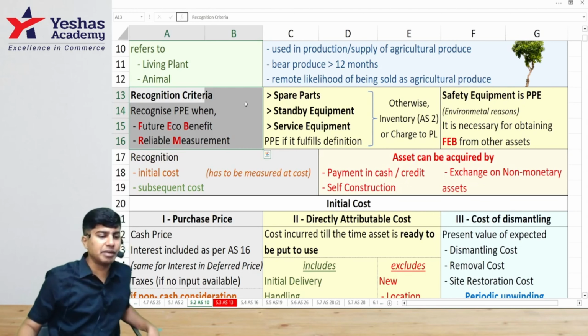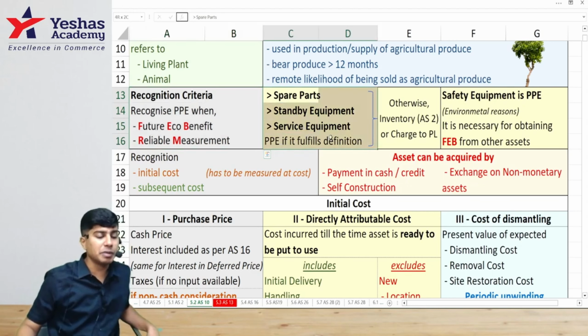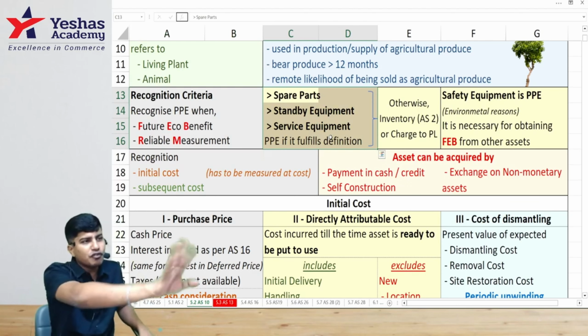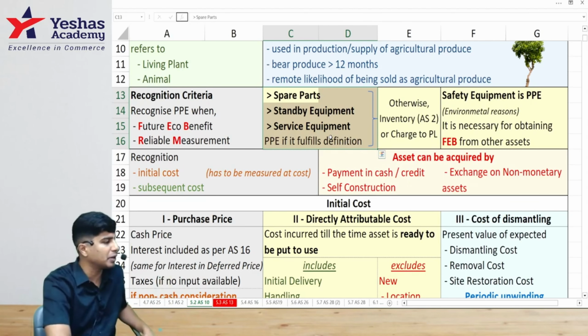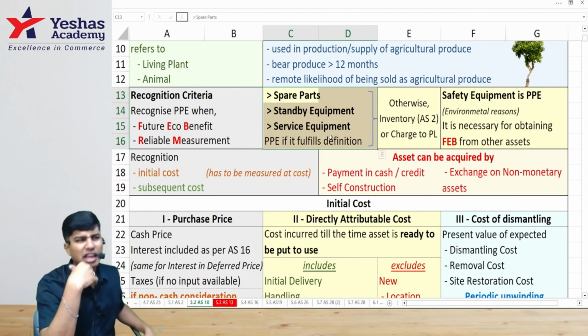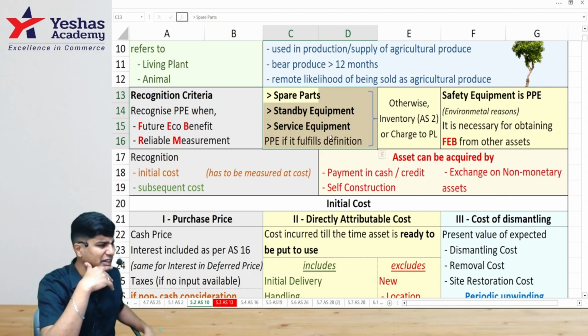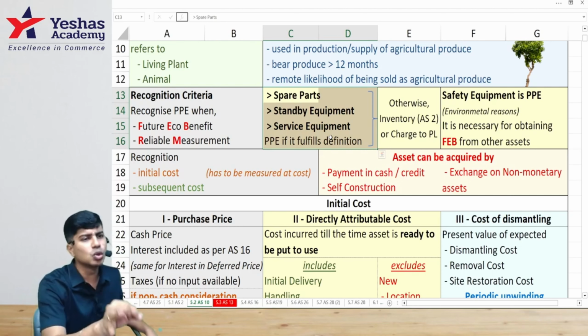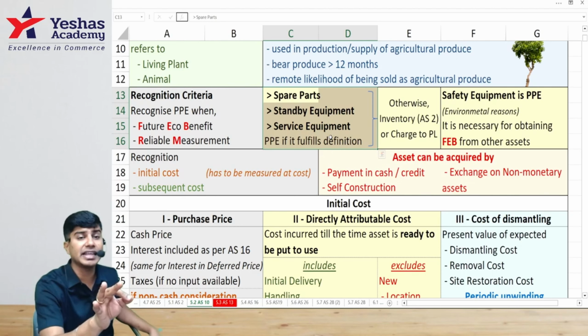There are certain equipment like standby equipment, service equipment, and spare parts. These usually do not fulfill the definition of PPE, so they are not PPE. For them to be taken as PPE, they have to separately fulfill the definition of PPE individually. Are you getting it? Safety equipment, environment protection equipment, or any other equipment used for pollution control, all of this can be considered as PPE. Protecting the environment and ensuring the safety of the workers within the entity is good enough for fulfilling the criteria of future economic benefit.